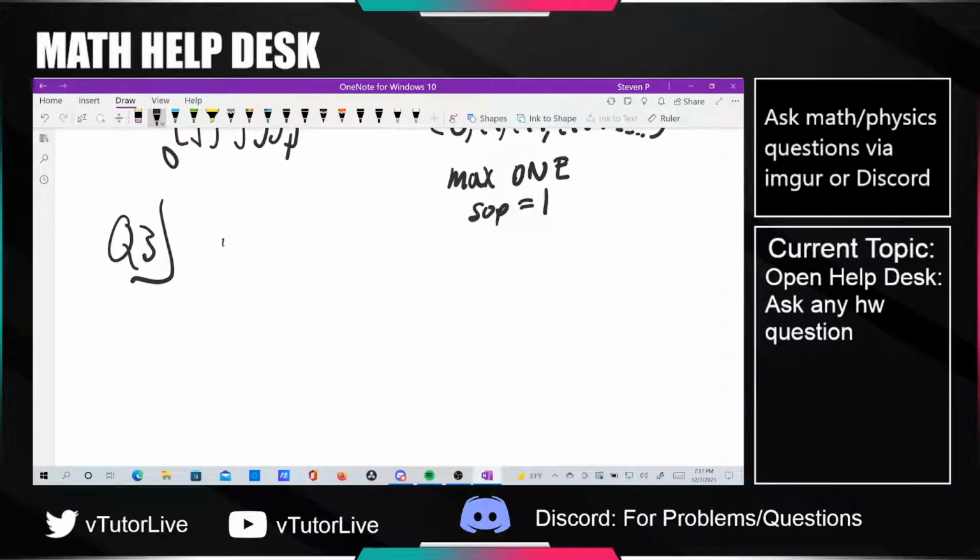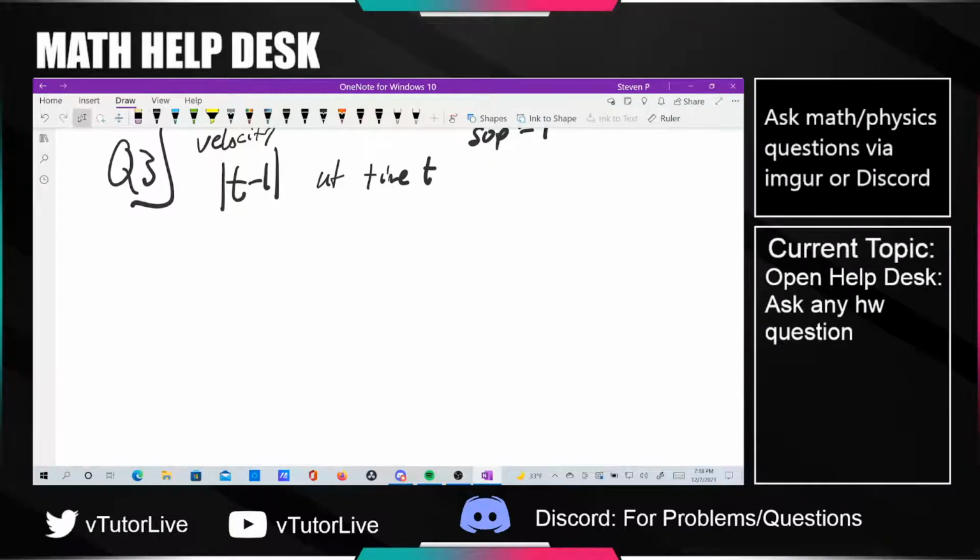So it's asking about a particle traveling with velocity |t - 1| at time t. It's asking you to divide it into 4 intervals of equal length and find the minimal particle velocity at each of these time intervals. At each. That's a little important. So what do you want to do? Just graph it, right? What does this function look like?